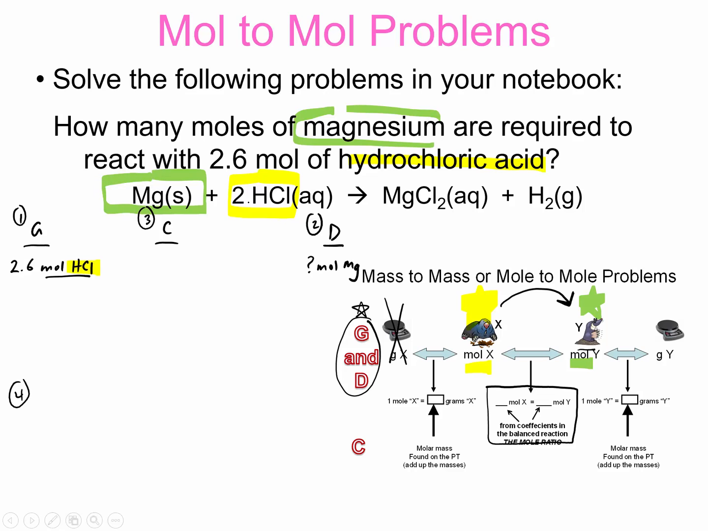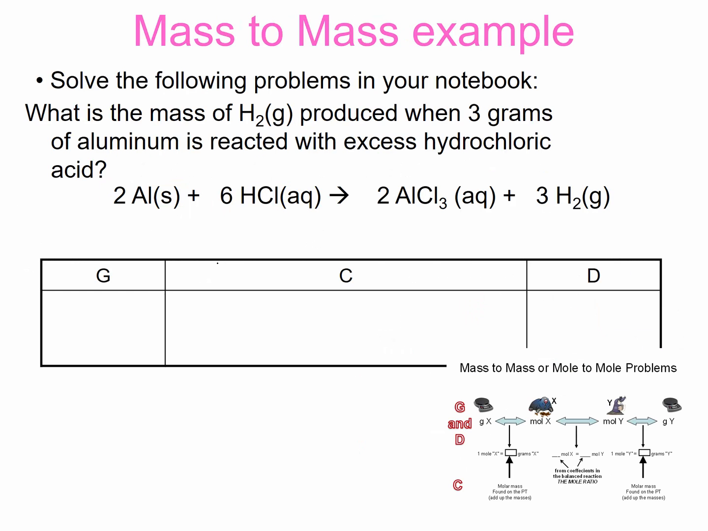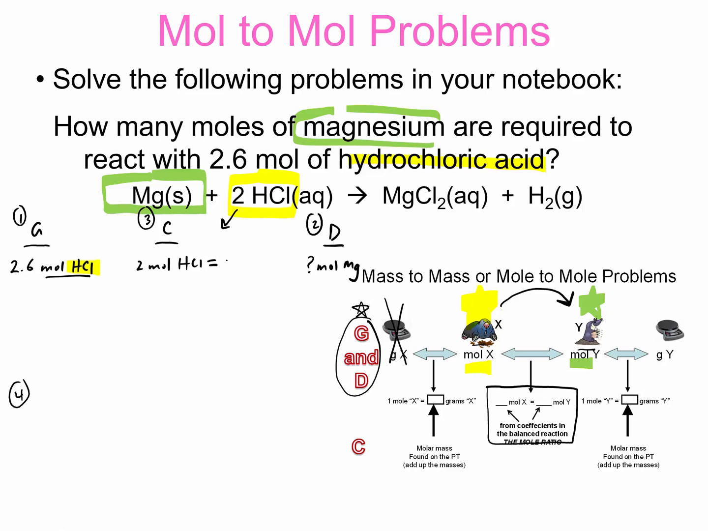Okay, so these coefficients are actually called moles. So I'm going to write 2 moles, and I get it from here. So I'm going to write 2 moles of HCl equals 1 mole of Mg. Okay, and now I'm ready to solve this.